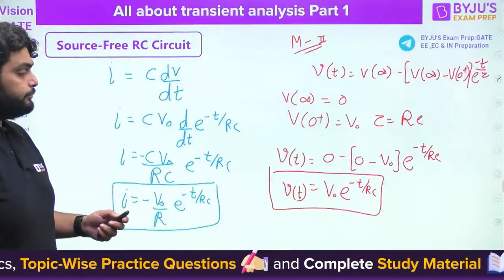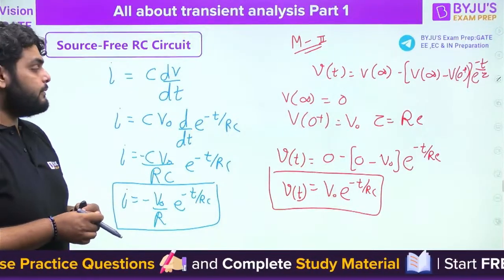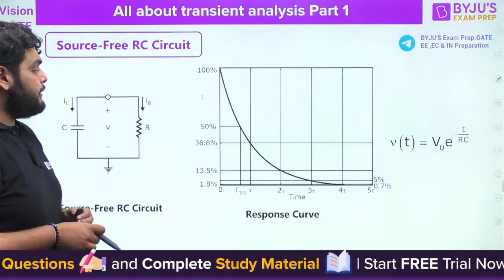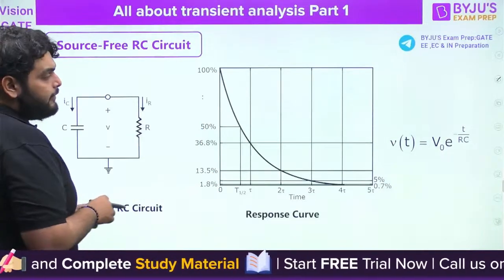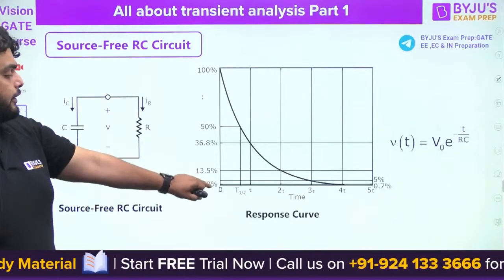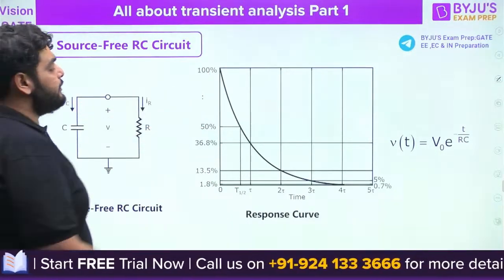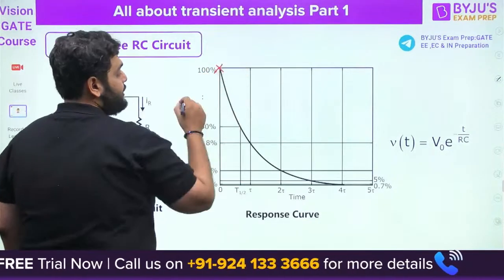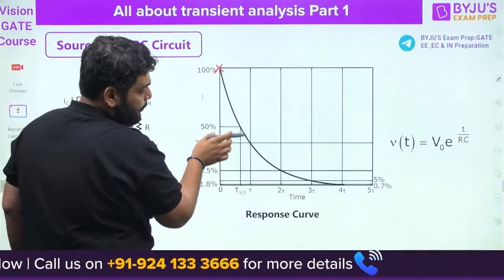Okay, fine. Let's find the current also. For the current, we just differentiate, nothing else. So this is actually the response curve. Vt comes out to be V naught e raised to power minus t by RC. At t equal to 0, it is 100% charge here. After that, the voltage keeps on decreasing.